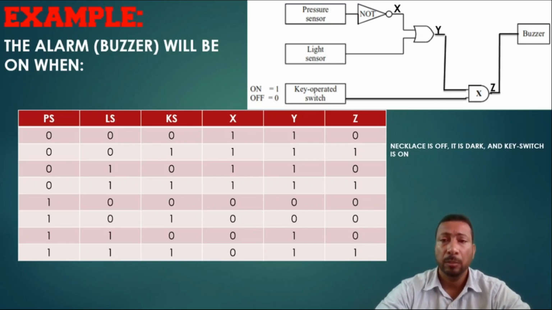So when the alarm system has been armed at night and somebody enters and takes the necklace off of the pressure sensor, the buzzer will ring. Yeah, that's a desirable time when you want it to ring.